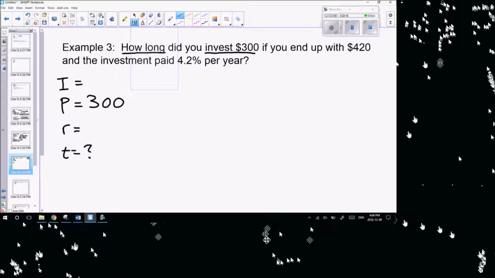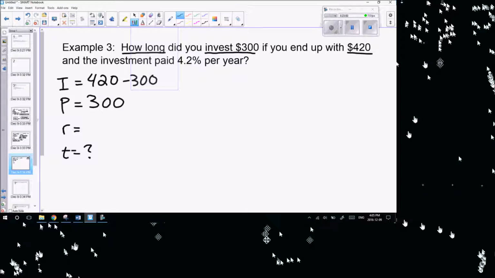Then it says if you ended up with $420 and the investment paid 4.2%. So it tells us that we ended up with $420. That's not how much interest we made. That's how much we ended up with after our interest had been paid. So to get the value for our interest, we need to take that $420 and minus out our principal amount to figure out how much interest we made on our investment.